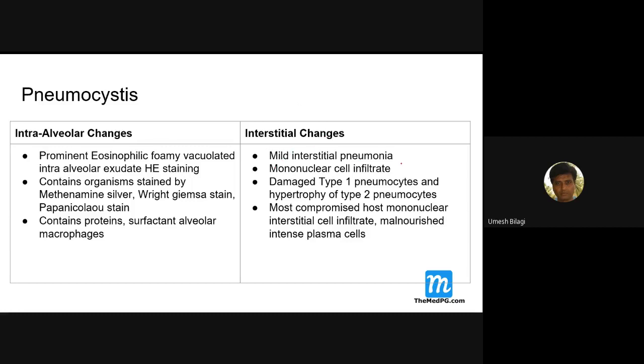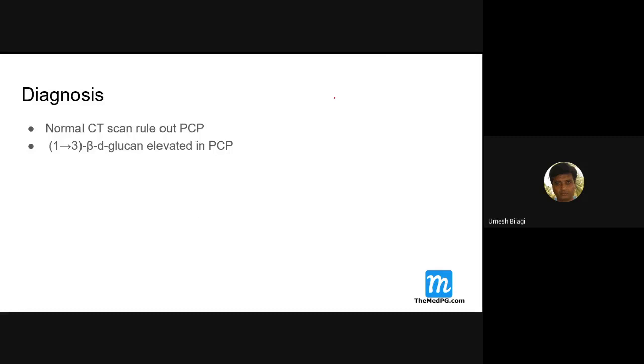Interstitial changes mean mononuclear cell infiltration, damage to type 1 pneumocytes and hypertrophy of type 2 pneumocytes. So this is the pathological part of it. For diagnosis, apart from BAL and stains, one thing I want to tell you: if the CT scan is normal, it may not be PCP. You start searching for something else in the HIV patient.